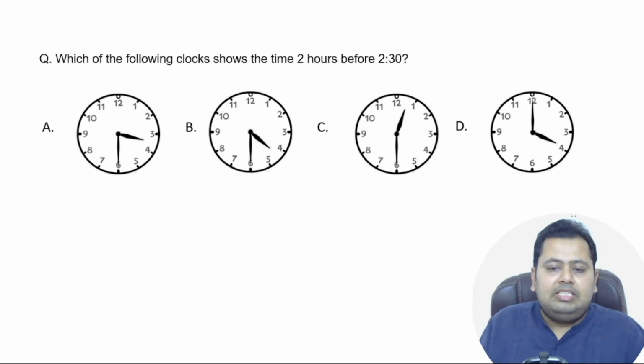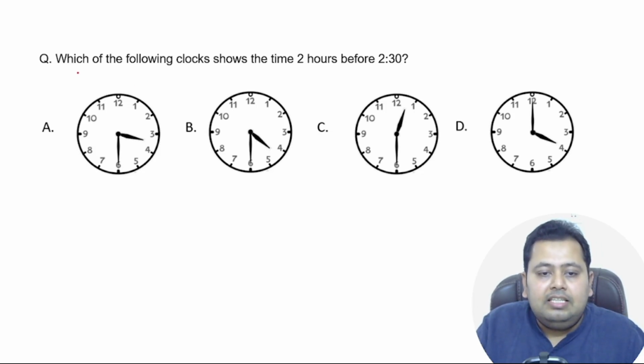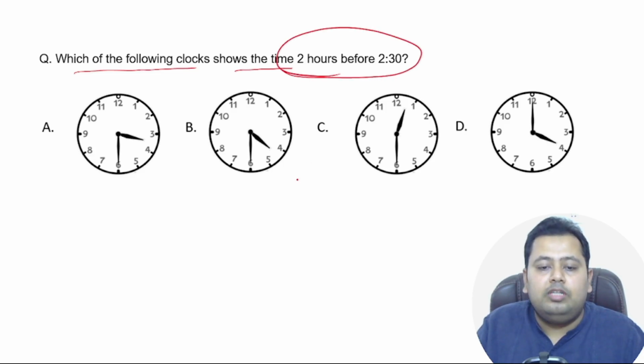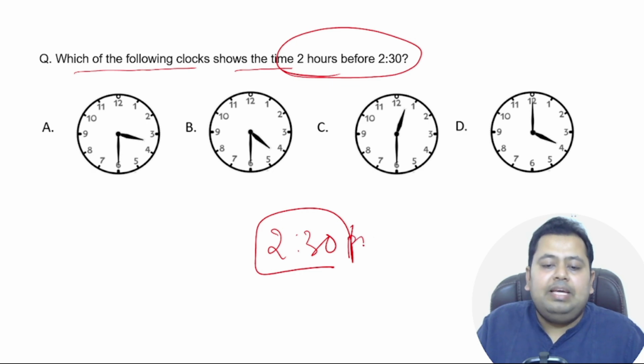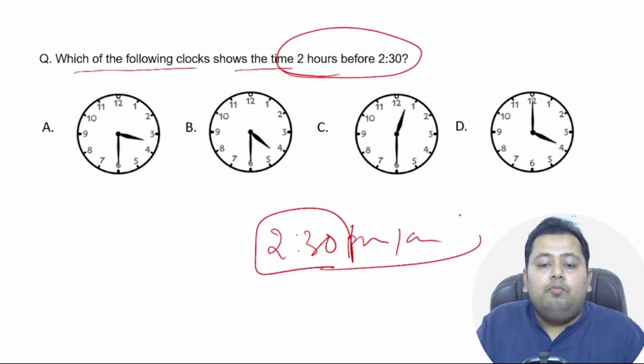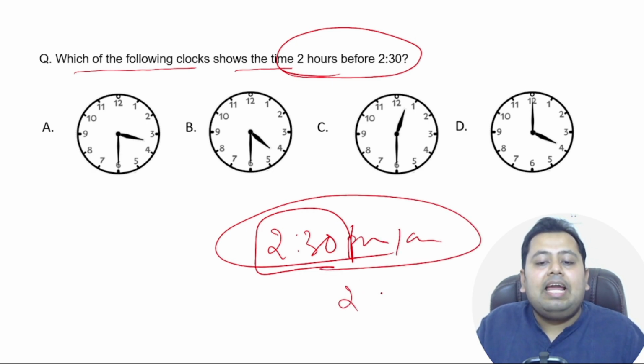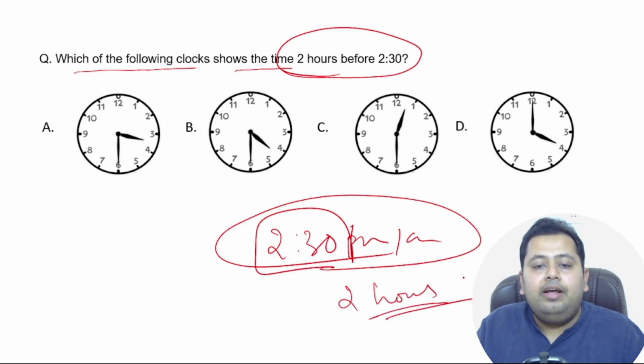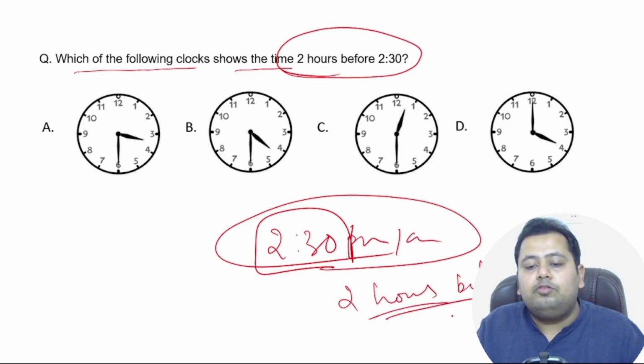Now this question is pretty simple. The question says, which of the following clocks shows the time 2 hours before 2:30? Say, for example, now is 2:30, whatever, p.m. or a.m. What would have been the time 2 hours before, right? So 2 hours before, what should have been the time?